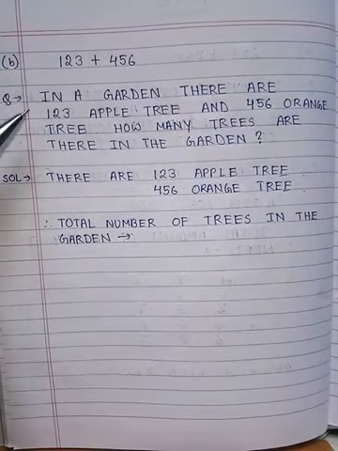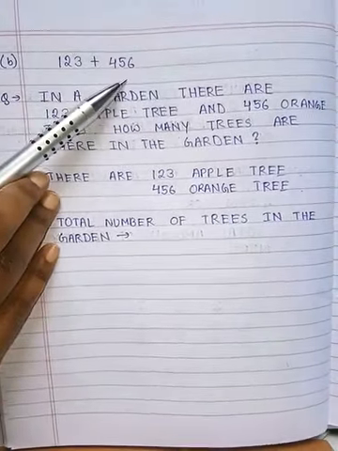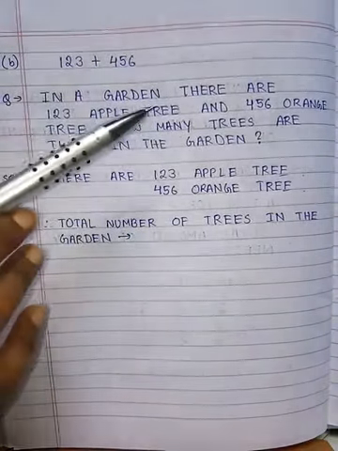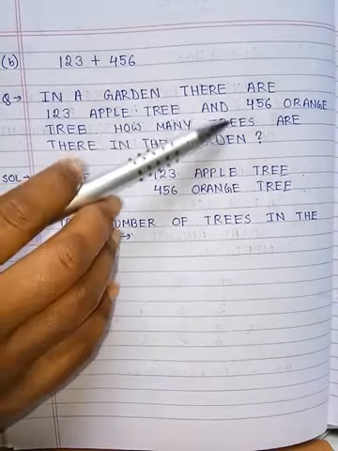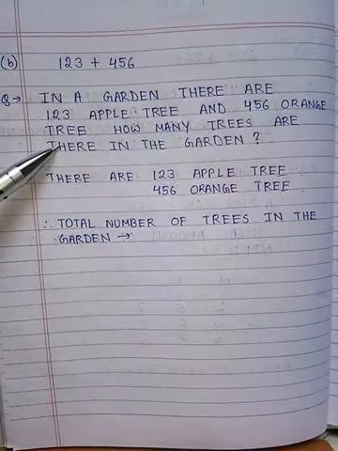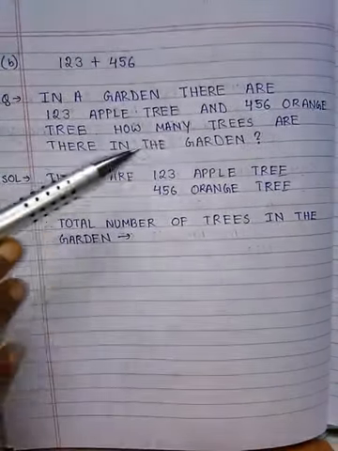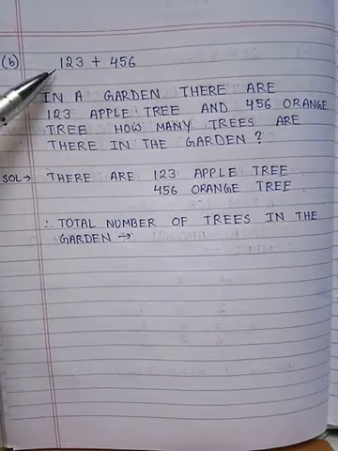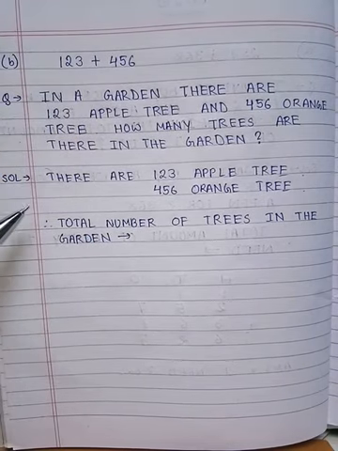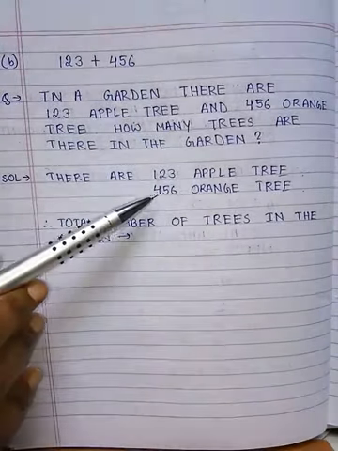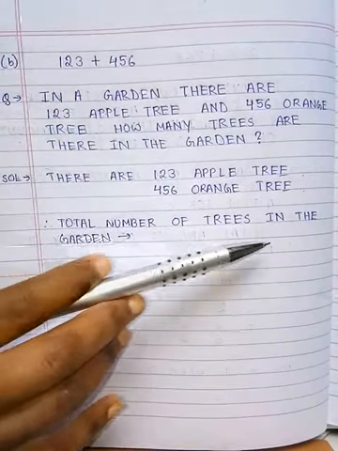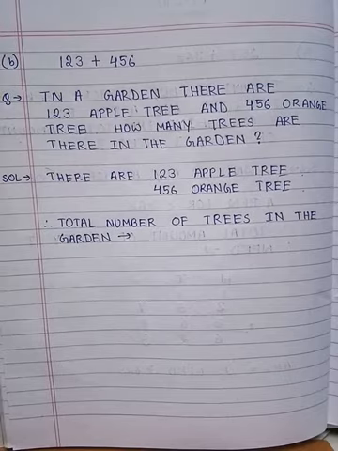Next question, question number B. 123 plus 456. The question is, in a garden there are 123 apple tree and 456 orange tree. How many trees are there in the garden? How many trees are there in the garden means you have to add the numbers, and your question is also in addition. So now solve the question. First write a statement. There are 123 apple tree and 456 orange tree. Therefore, total number of trees in the garden, then add the numbers.